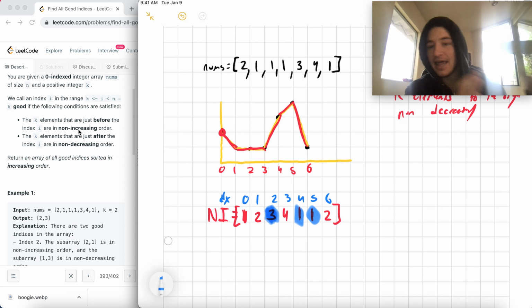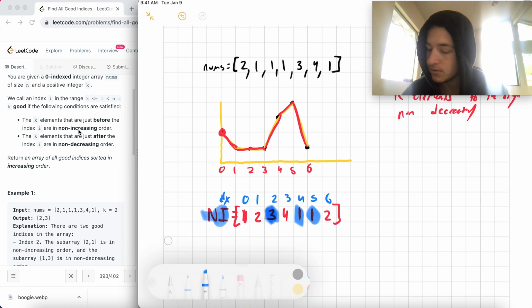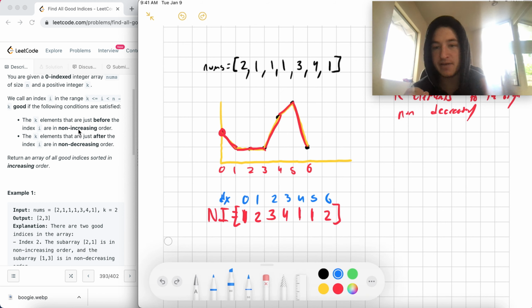So I have the left thing solved. I have the left condition already solved just by looking at 1 element in non-increasing, because it keeps that information in a row. Again, I'll write it all out here. So this is 1, 2, 3, 4.